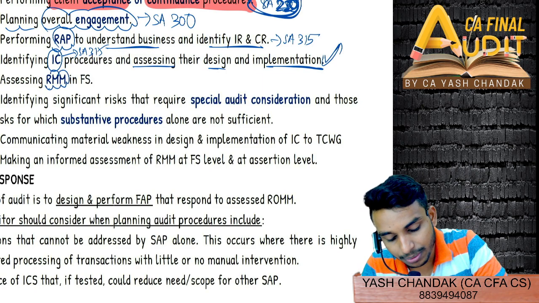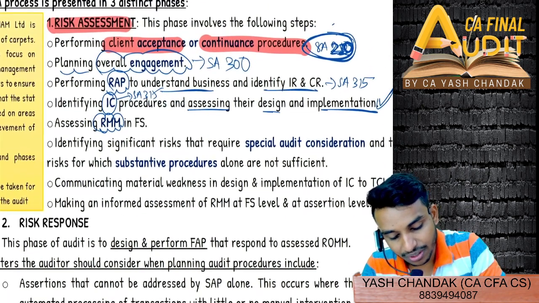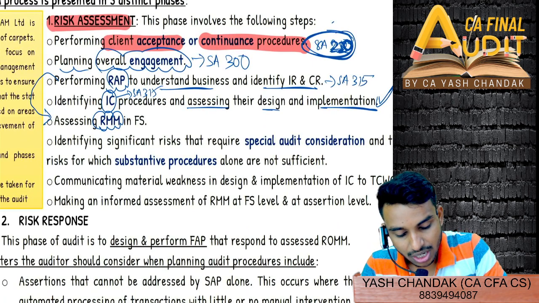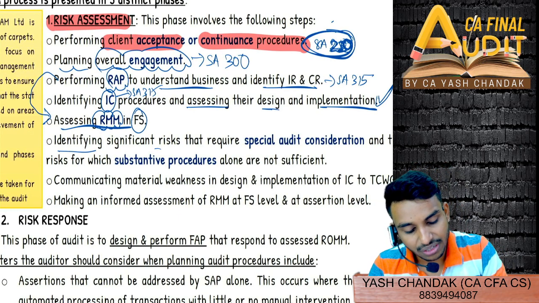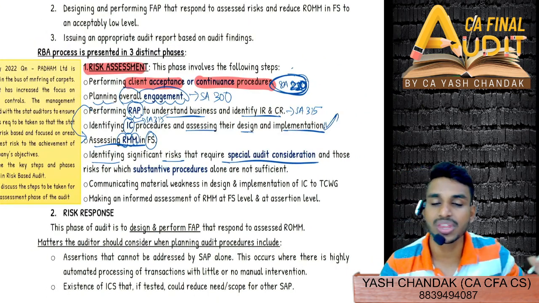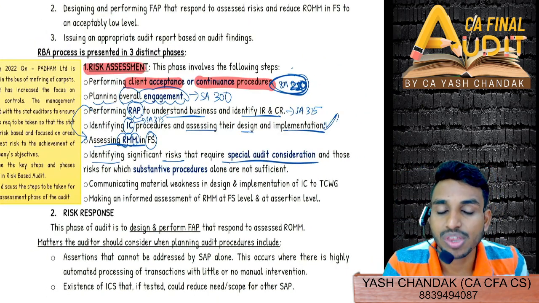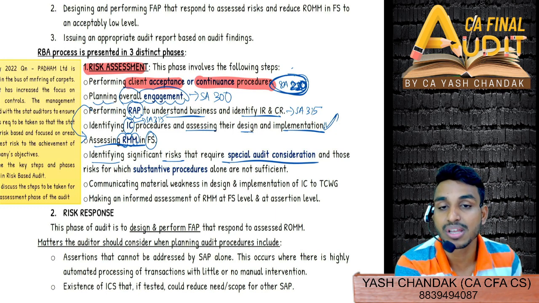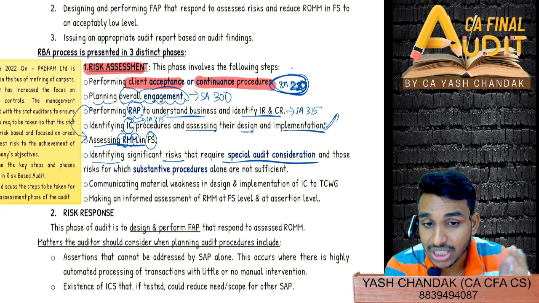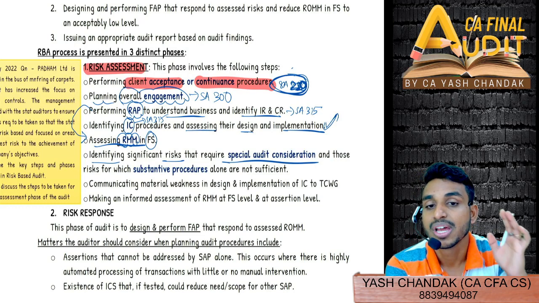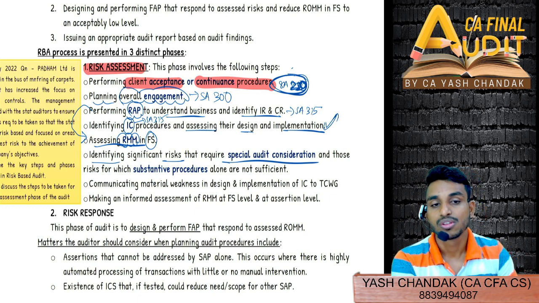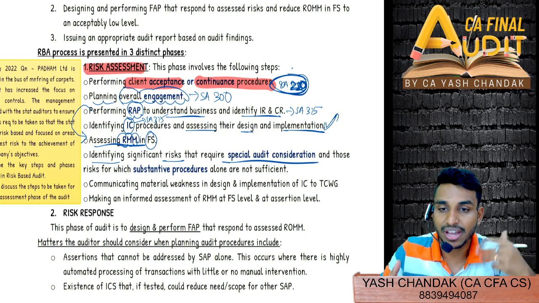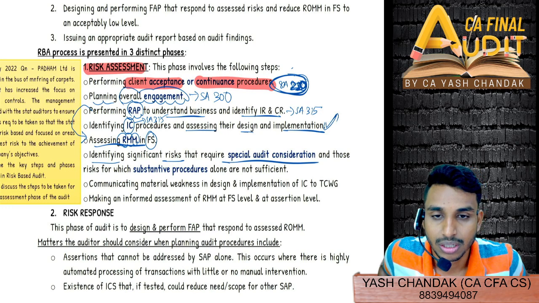And then assessing ROMM in the financial statements. Whatever risk assessment procedures you performed, now you found certain ROMM in the financial statements, and you have to assess the ROMM. Then identify significant risks that require special audit consideration. More or less the same points that we saw in the steps in risk identification. So pay particular attention to both answers, contrast them, and try to figure out what points are here but not there, or there but not here. Once you start comparing, contrasting, matching and revising again, only then will you be able to retain it, right?